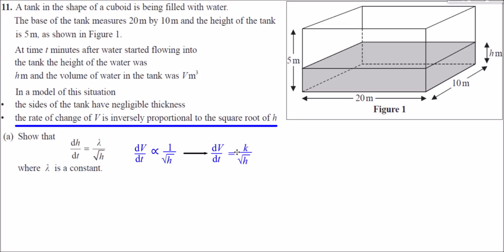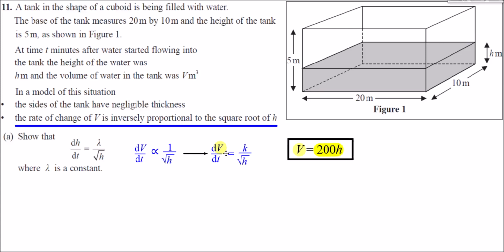So now we need to think about what the volume of this actually would be. The volume of water is a cuboid, and as we can see here, the volume of water at any given time is going to be the length of the tank times the width times height of the water. So the volume is 20 times 10 times h. In other words, V is 200h. Make a note that V is 200h.